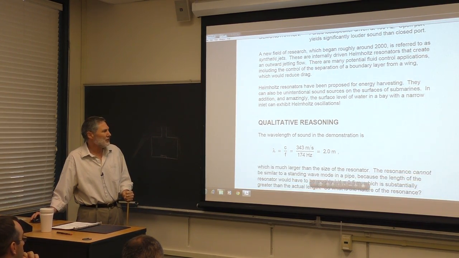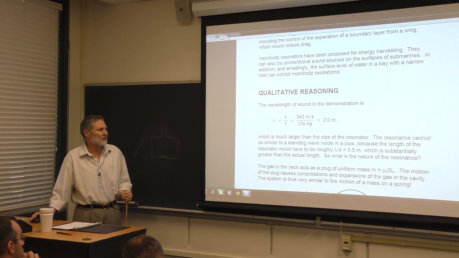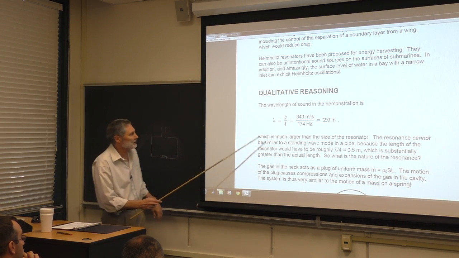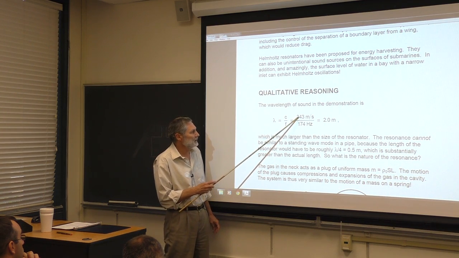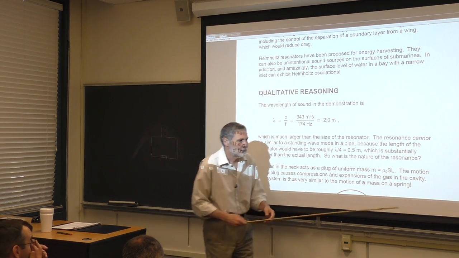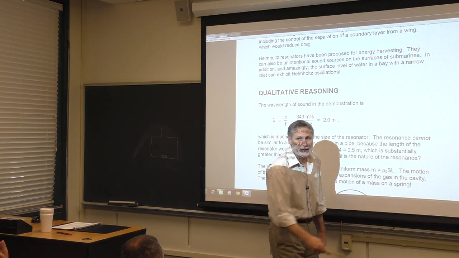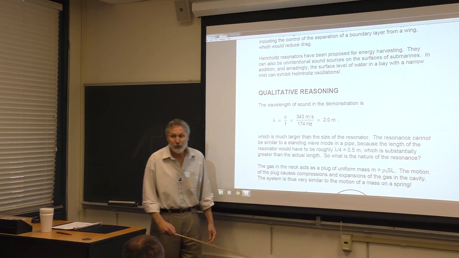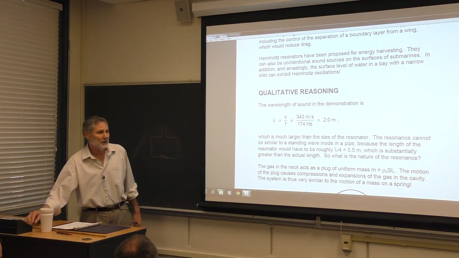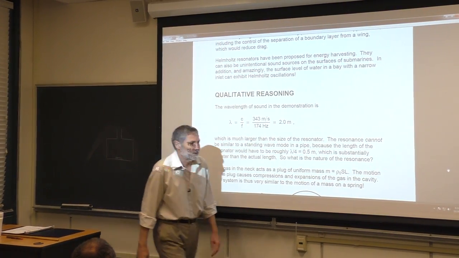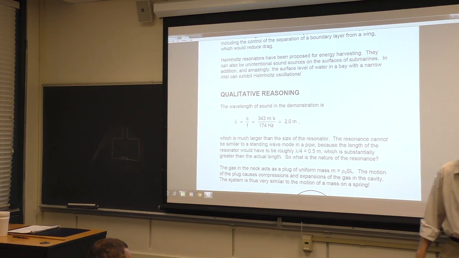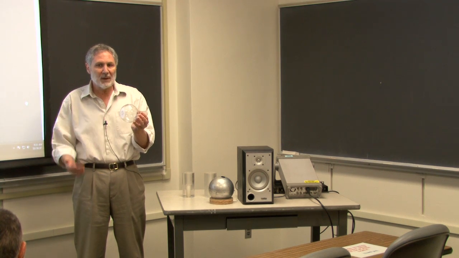Okay, so what's going on here? Well, the first thing you want to notice, and I've already mentioned it twice, is that the wavelength is very large here. If you take the speed of sound in air, divide it by the measured frequency of the Helmholtz resonator there, you get 2 meters. And you know what 2 meters is. It's big. It's much bigger than the size of this resonator. So it's not a pipe mode.